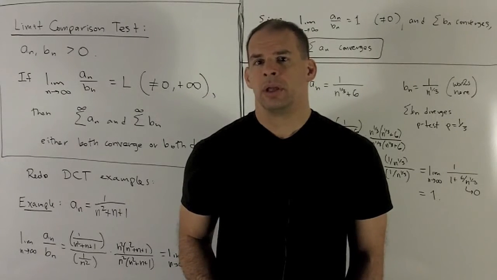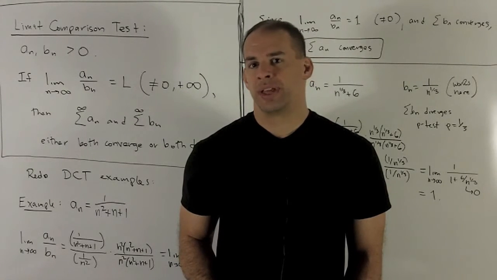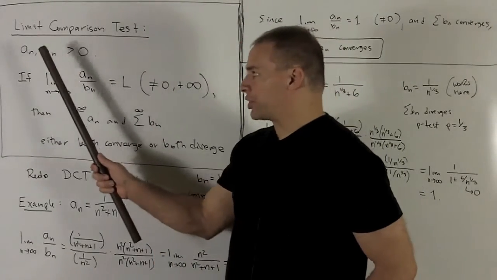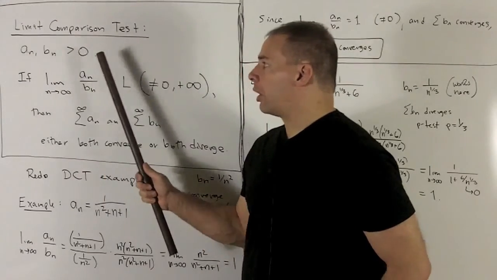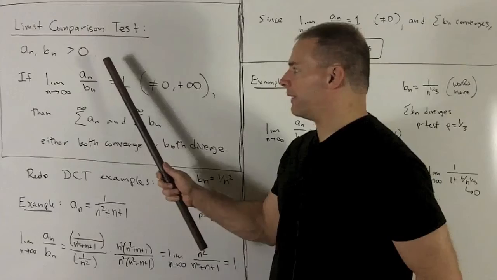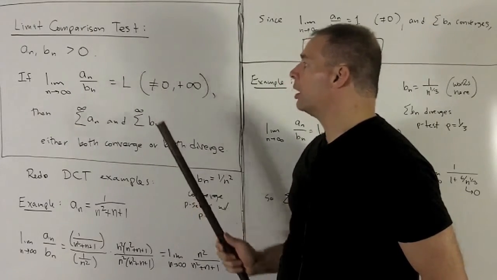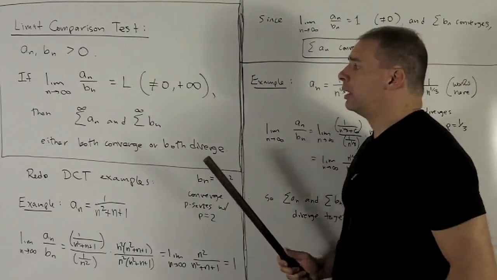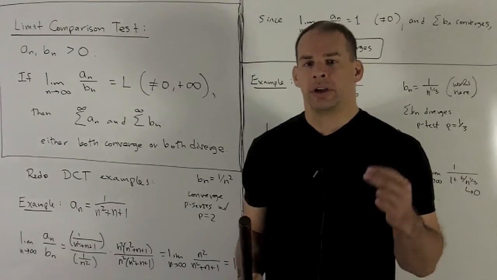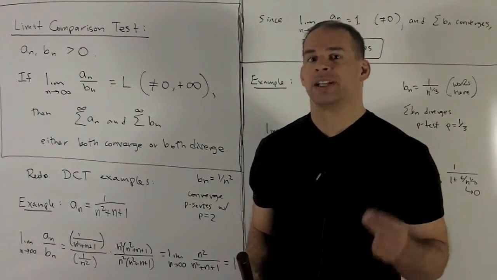In practice, we have a test that's a little bit easier to use than the direct comparison test. This is going to be the limit comparison test. So we're going to have our sequences a_n and b_n all positive. If the limit as n goes to infinity of a_n over b_n is equal to a number which is non-zero, then the series for a_n and the series for b_n are either going to both converge or both diverge together.